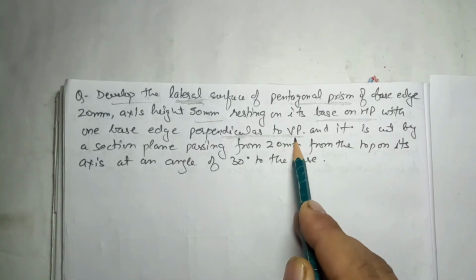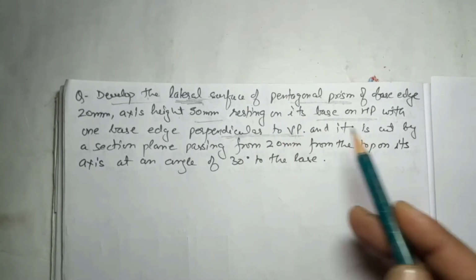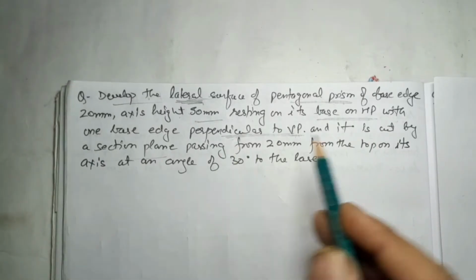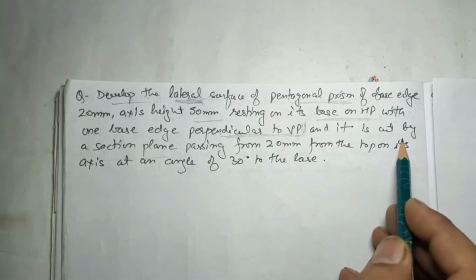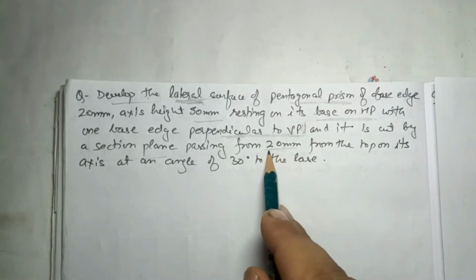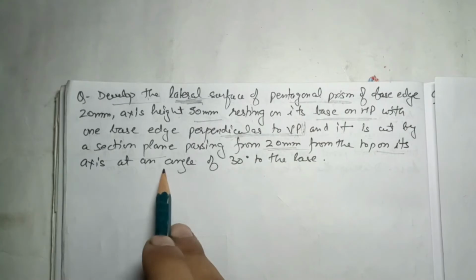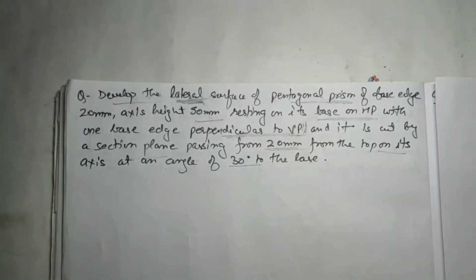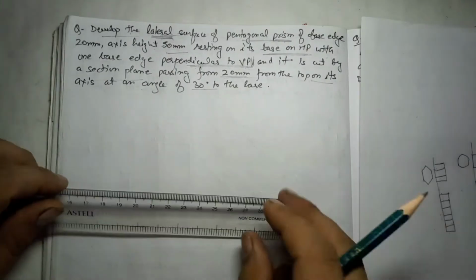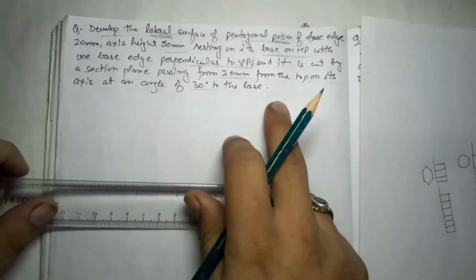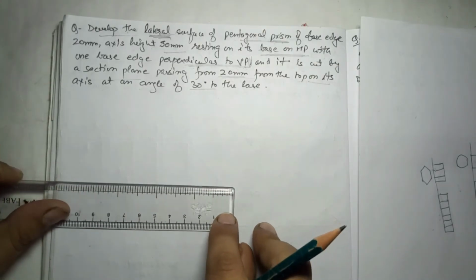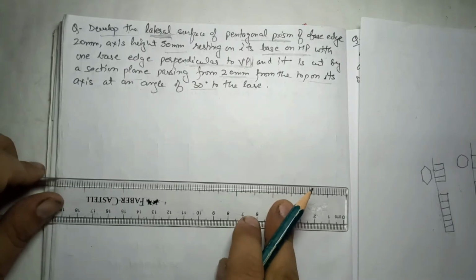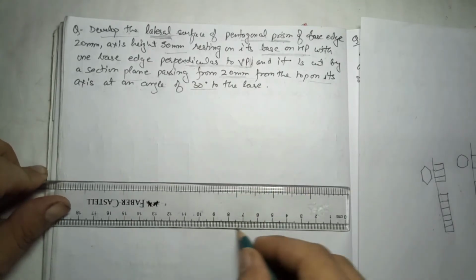Perpendicular to VP means we have to take one base edge perpendicular to XY, and it is cut by a section plane. We solved the question up to this only in the last video, but it is saying it is cut by a section plane passing 20 mm from the top on its axis at an angle of 30 degrees. So this will be the additional part. I have solved the same question for a hexagon also with different dimensions, means the development of a sectioned object, or we can say the truncated prism. So you can watch that video also to make the views more clear.